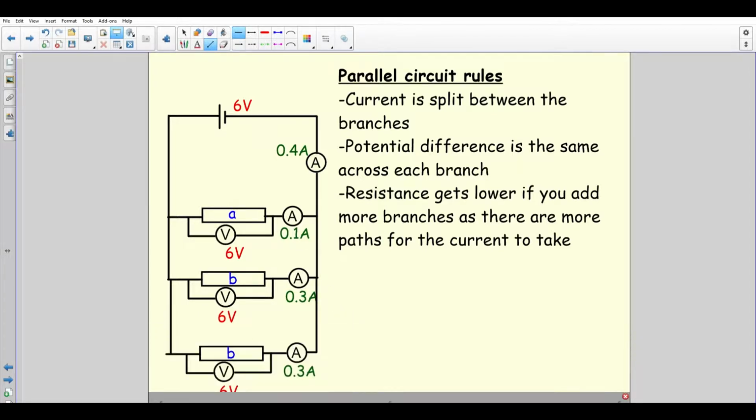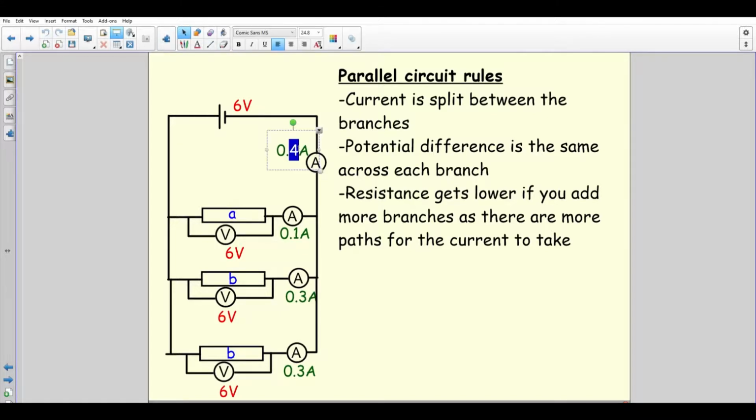And if we open a third till, we're going to get more people through altogether. So by opening that third till, we've actually increased our total current going through to 0.7. So we add all these up. Again, going back to the Tesco thing, it increases the number of people who can get through. So the more resistors you have, the lower the resistance is. So add an extra resistor, get a lower resistance.